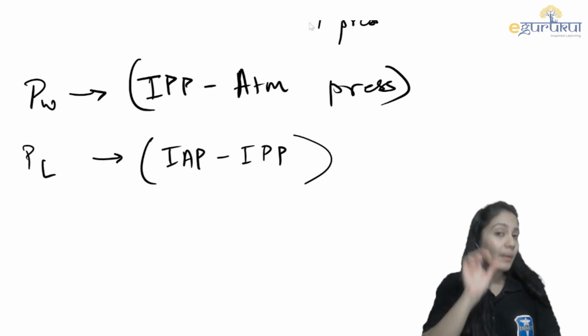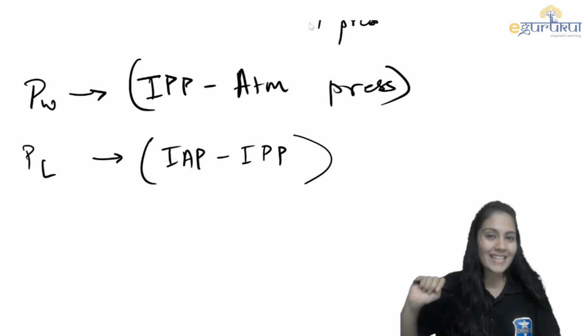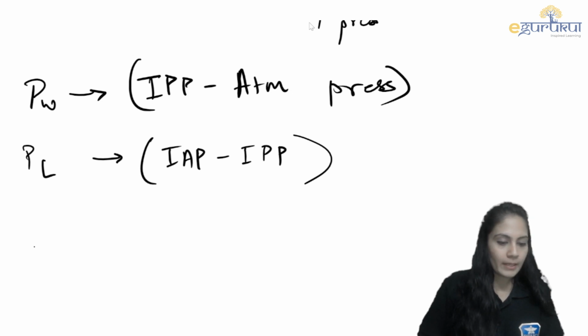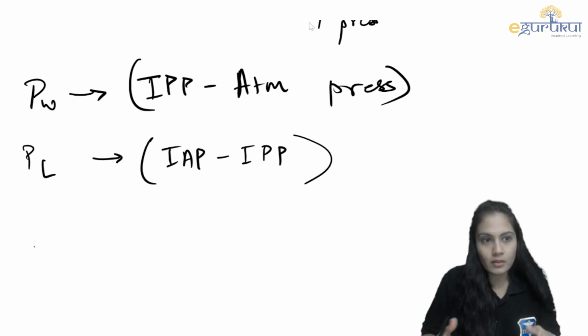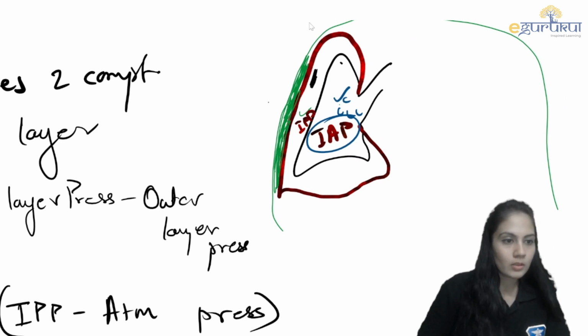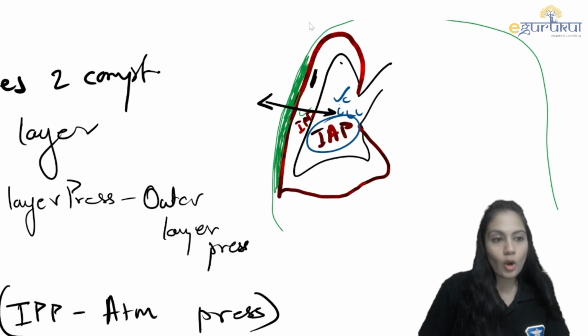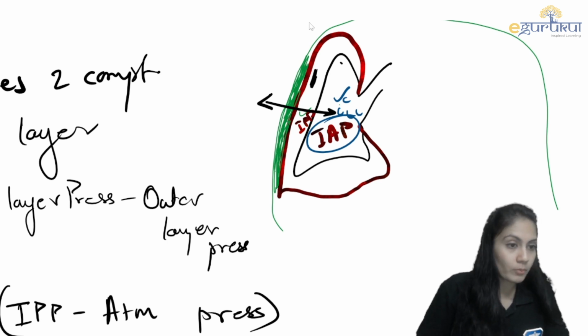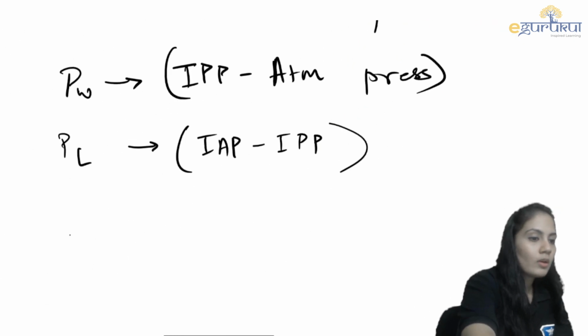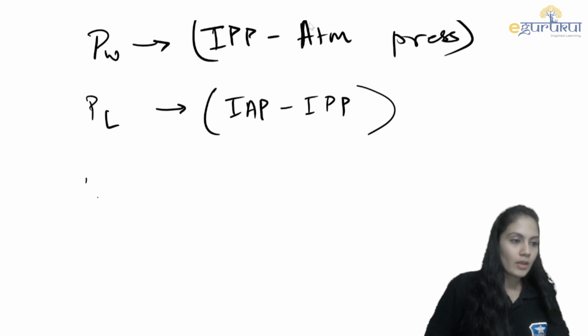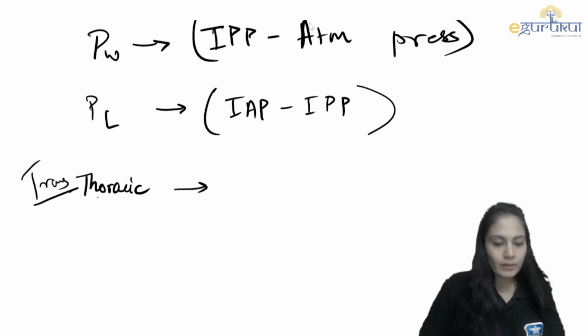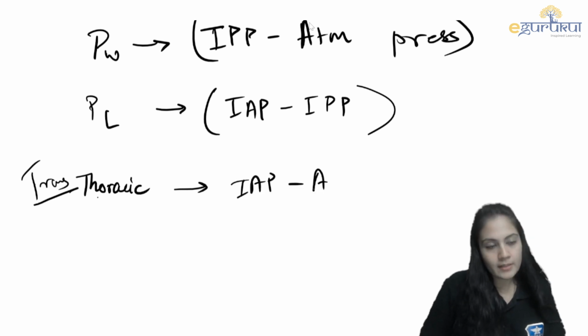So this is the formula for these two things. When I talk about the combined one, that is the transthoracic pressure, I'm not talking along the chest wall, I'm talking about the whole of the thorax. Then the innermost layer is IAP and the outermost layer is atmospheric. So the transthoracic pressure, the combined pressure of these two, will be IAP minus atmospheric pressure.